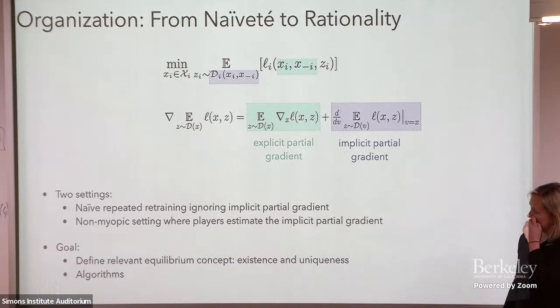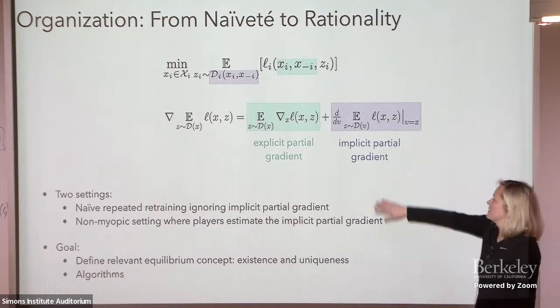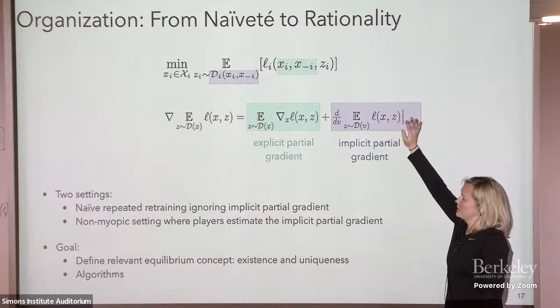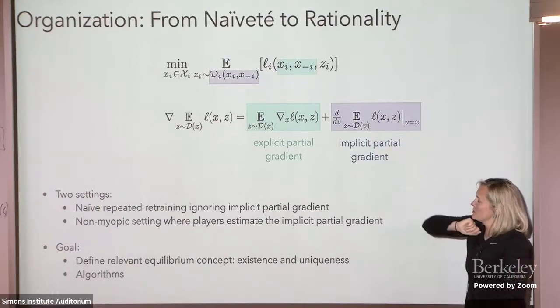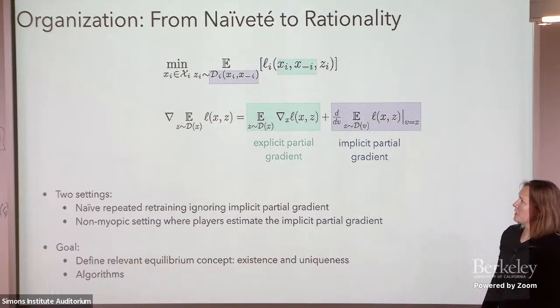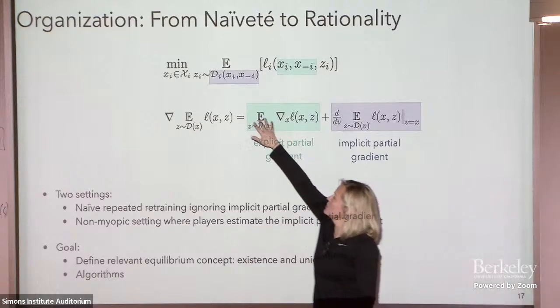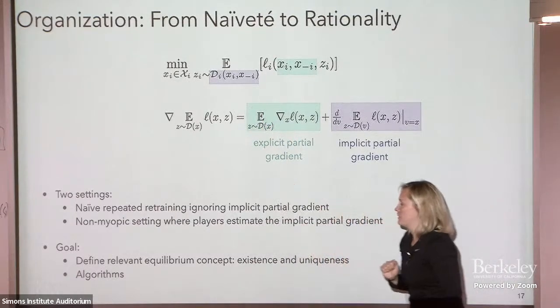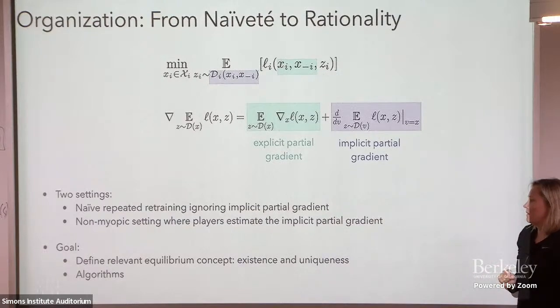So what I'll do in the rest of the talk is describe two settings. One is the naive setting, where players just say, okay, this is too difficult to deal with, so I'm going to ignore that implicit partial gradient component, or the explicit competition that's showing up here, and we're going to do repeated retraining. For that case, we're going to come up with relevant equilibrium concepts, including existence and uniqueness, and then algorithms to compute those equilibrium concepts.